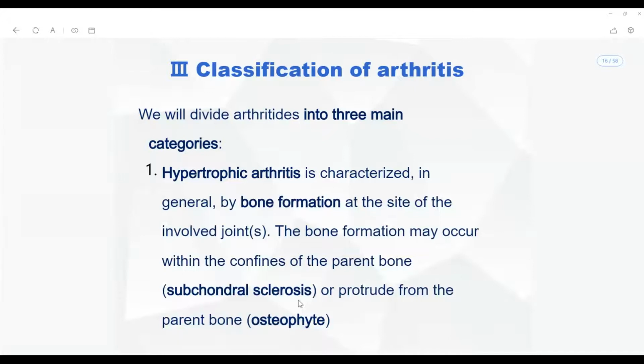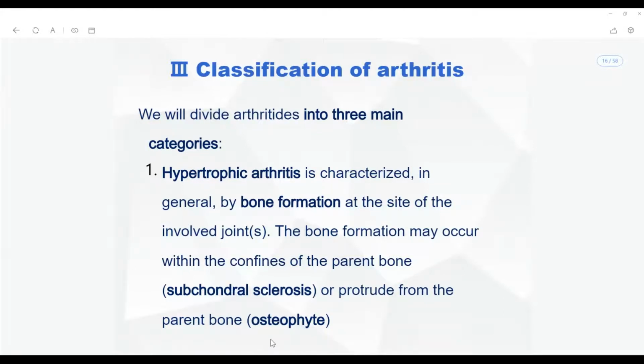a lot of abuse, and there is a lot of bone destruction by the osteoclasts. So immediately the osteoblasts come down and form new bone. Osteoclasts destroy the bone, and osteoblasts form the new bone. And this eventually causes protrusions from the parent bone, and that forms new bone, which is technically called the osteophyte.